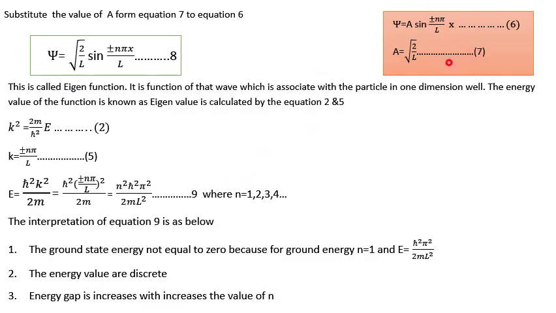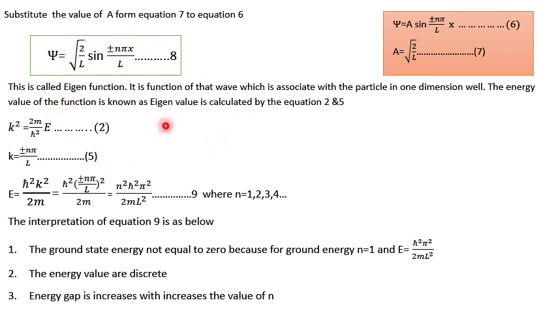Now we substitute the value of A, which is equal to under root 2 by L, from equation number 7 into equation number 6. When we substitute the value, we will get equation 8. So this equation is actually the eigenfunction, or we can say the wave function which is associated with the particle which is moving inside the one dimensional rigid box.